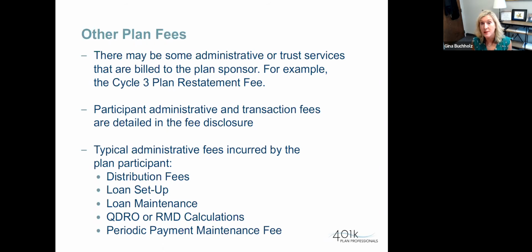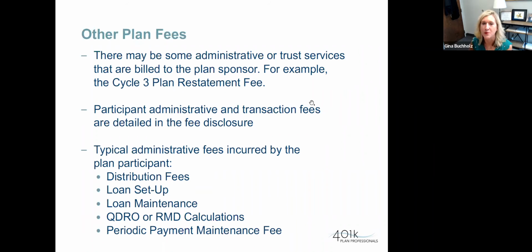And then, of course, there's maybe some administrative or transaction fees. A lot of these fees are incurred by the plan participant. So maybe you don't see them as much, but they are listed in that fee disclosure. So a good example, a distribution fee. If you're a participant in the plan, you leave, you no longer work there, and you want to move your money out of the plan, they may charge you $50 to process and cut that check and mail it for you. If you take a loan out of your 401k, there's a fee to do that as well. That's deducted from the participant account. But again, it has to be disclosed and it has to be listed in that fee disclosure.